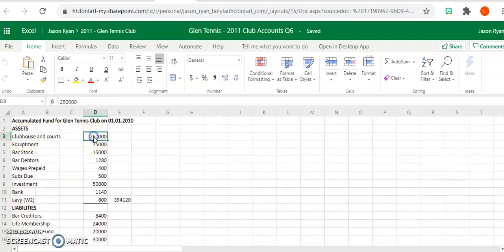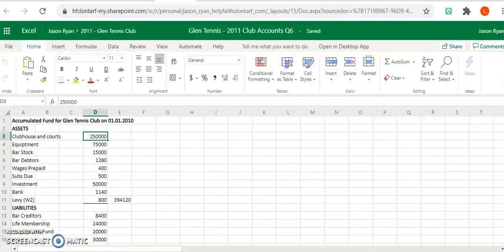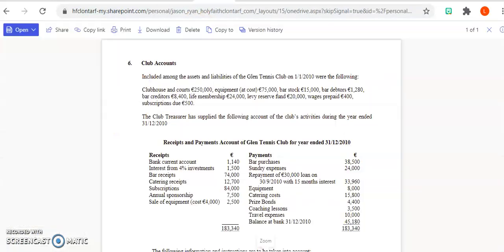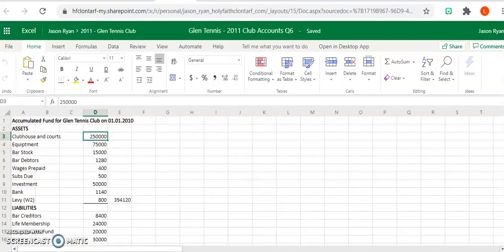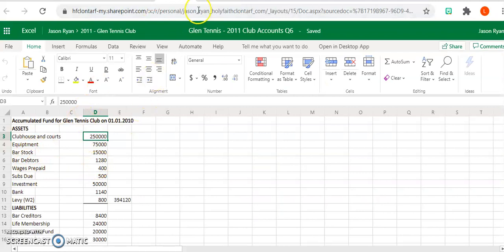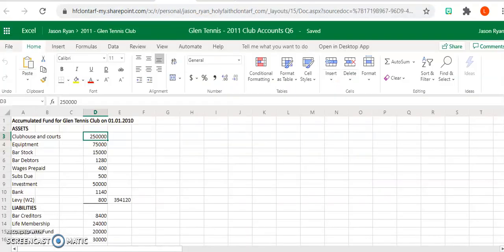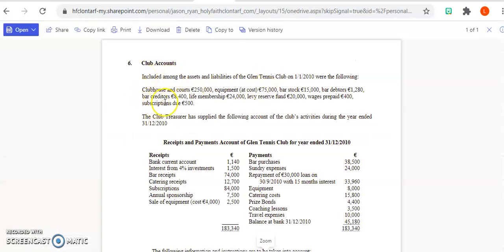So your club account, 250,000, is coming straight from here. Club account, 250,000. The next one is equipment of 75,000. So you've got equipment up here, 75,000. Your bar stock, 15,000. So you've got bar stock, 15,000. You have your bar debtors then of 1,280. From the question, bar debtors 1,280. Your next one, your wages prepaid. So creditor is a liability, life membership is a liability, levy reserve fund then is a liability.